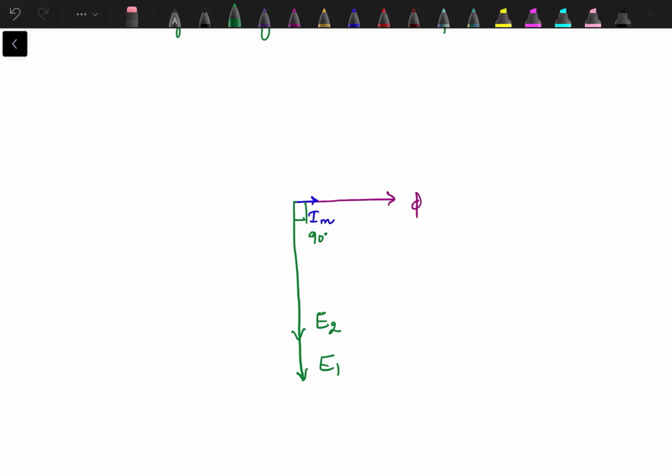Now depending upon whether it's a step up transformer or step down transformer, we will have the values of E1 and E2. In this case we can say E1 is more than E2, so this one is representing a step down transformer. Since V1 is equal to minus of E1, it will be represented over here, V1 equal to minus of E1.